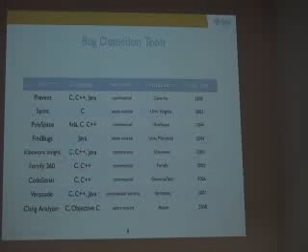These are some of the bug detection tools available. You can see there's quite a few, mainly focused at C and C++, from commercial and open source, and from industry and universities.